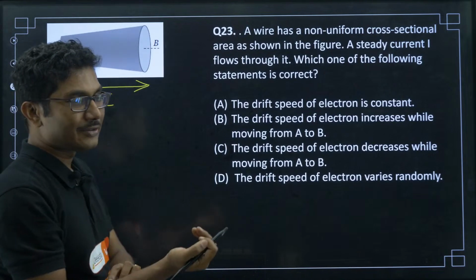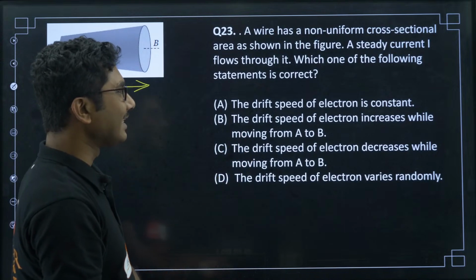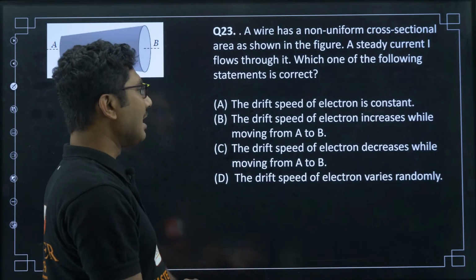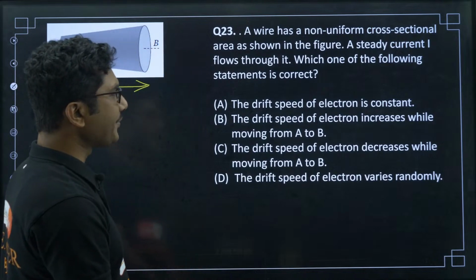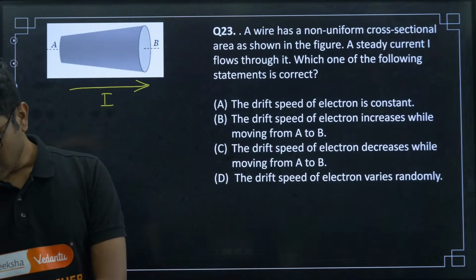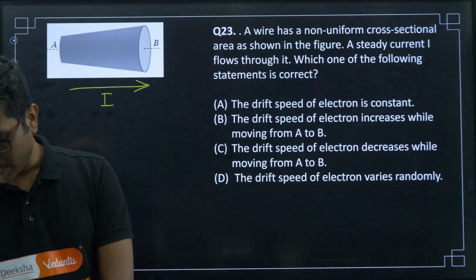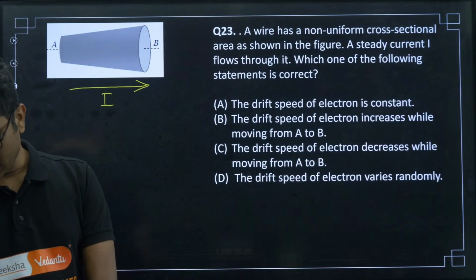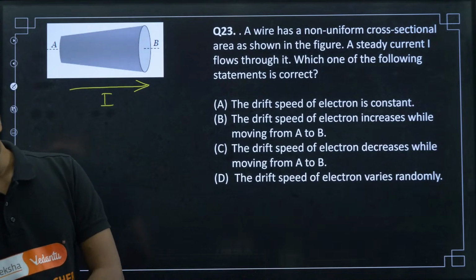So, now they have given you the question in a slightly different form. Drift speed of electrons increases while moving from A to B. Drift speed of electron decreases while moving from A to B. The drift speed of electron varies randomly. Shagupta 23C, Pratima 23C, Aishwarya 23C, Varija 23C, Shankar 23C.